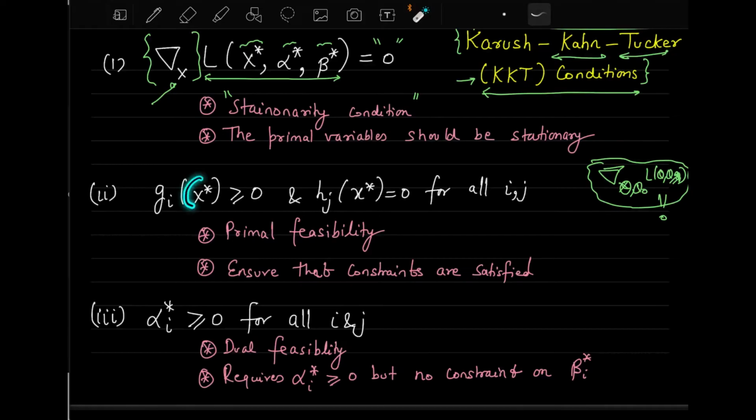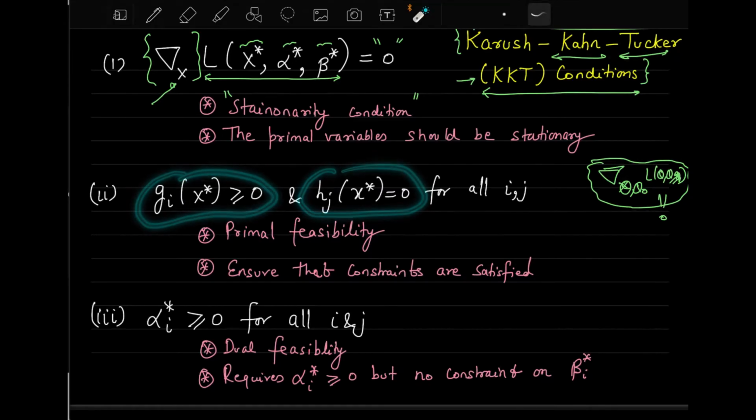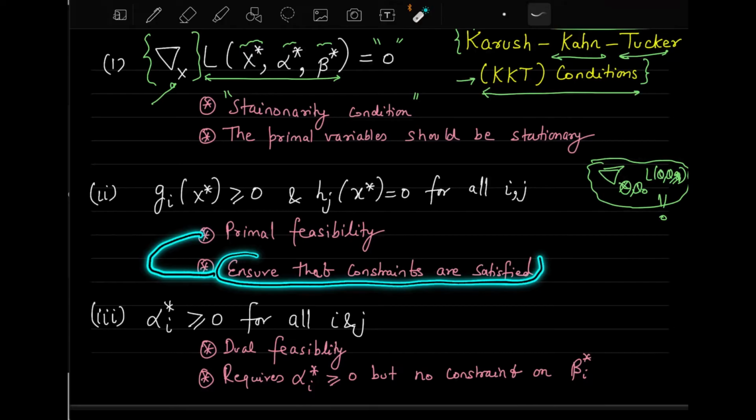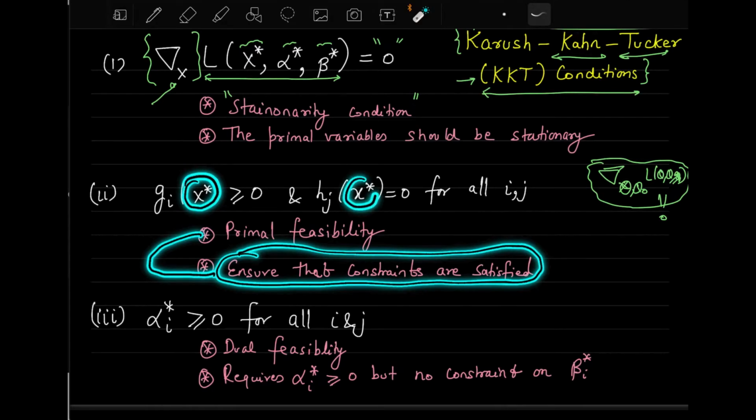So if you put the primal solutions inside these constraints, they should satisfy the constraints. This type of substituting the values and getting the constraints satisfied is also called primal feasibility. What it means basically is to ensure that all the constraints are satisfied properly if you substitute the values of x star here.